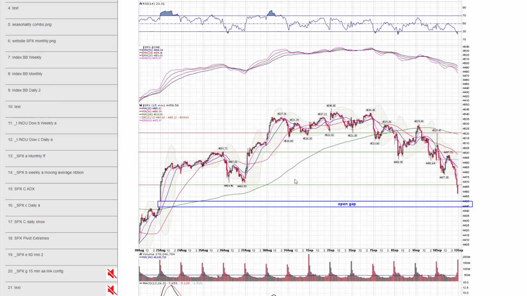chart 20. Here's a 15-minute view. Again, you can see the stair-step action we had down last week. Big sell-off on Friday.